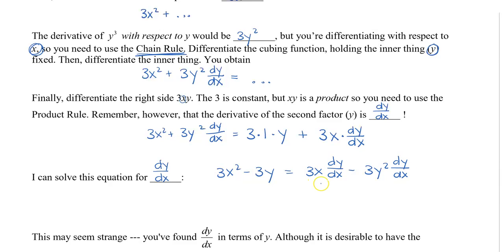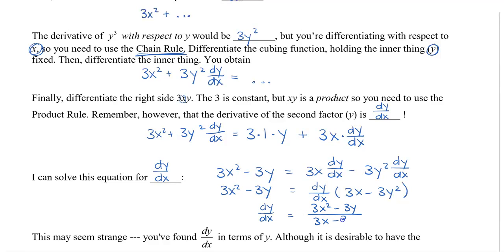Now you may be wondering, how do I combine the right side together? Well, to do that, I'm actually going to isolate my dy/dx by factoring out a dy/dx. So we get 3x minus 3y squared. On the left, I have 3x squared minus 3y. I'm going to divide both sides by this binomial, and then my dy/dx will be isolated. So I've just written it on the right side instead, so that my dy/dx is on the left.